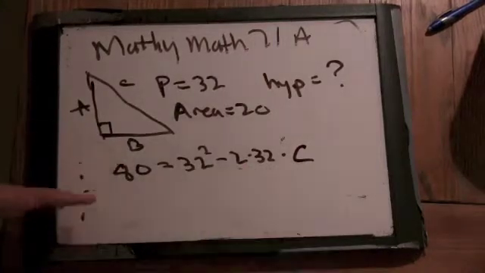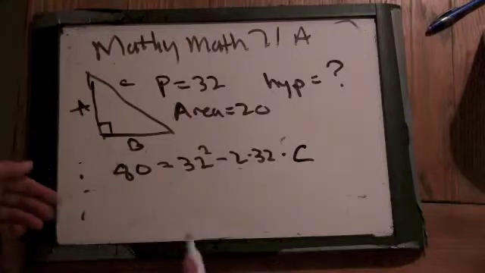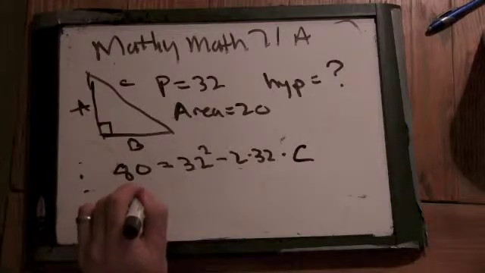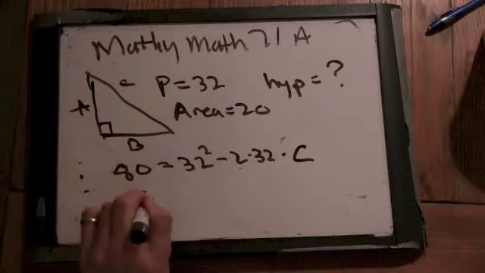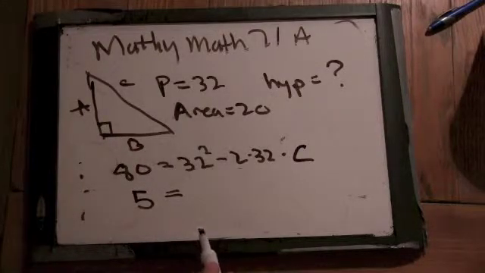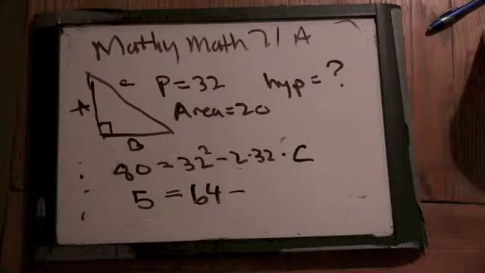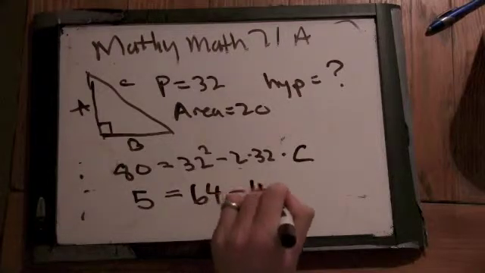Well, you can divide everything by 16, because you have a lot of 2's and everything. This turns into 5. So what is 32 squared divided by 16? 64. How did you know that? Because it's 32 times 32 over 16. 32 times 2. And then minus 4 times C.